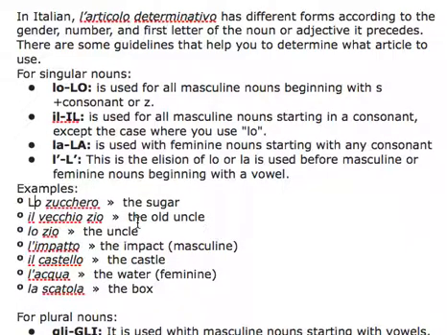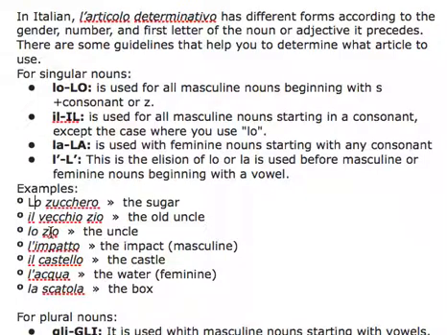Il vecchio zio, lo zio, l'impatto, il castello, l'acqua e la scatola. Okay. So, la, because it's feminine, that's the only one. L'acqua, because it starts with a vowel. Okay, it's feminine, but we don't care. Il castello, it starts with a C. Il, okay, it doesn't start with an S plus a consonant or with a Z.